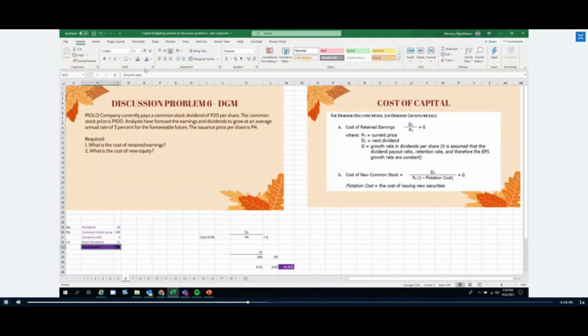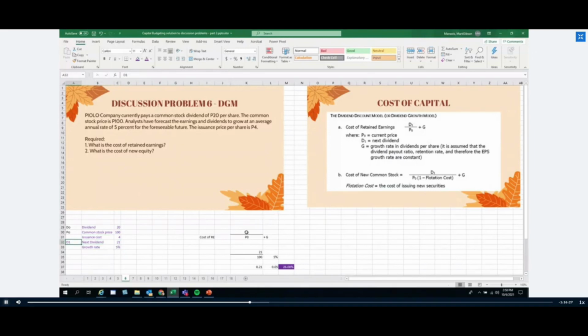Bakit in-apply yung growth rate to both earnings and dividends? Ayun class, given naman. Analysts have forecasted that the earnings and dividends will grow at an average annual rate of 5%. So that's why we use it also to forecast the next dividend, your D sub-1. Okay, so with that, we can now compute for the cost of retained earnings.